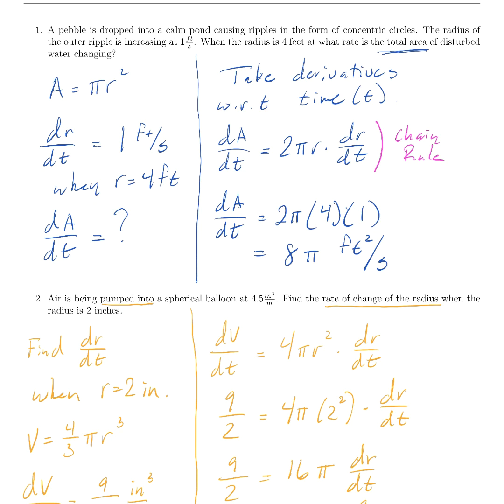So number one says a pebble is dropped into a calm pond, causing ripples in the form of concentric circles. The radius of the outer ripple is increasing at 1 foot per second. When the radius is 4 feet, at what rate is the total area of disturbed water changing?